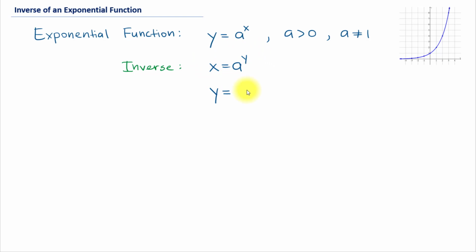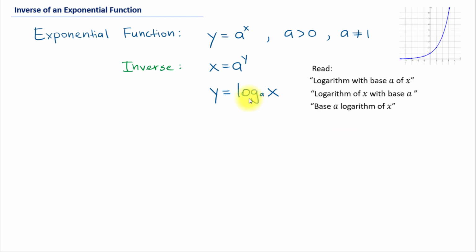That's why we have a special function or notation to express y by itself here. And this is how it's written. It can be read in a few different ways: logarithm with base a of x, logarithm of x with base a, or base a logarithm of x. And the notation is such that we put three letters, log. Number a is written as a subscript. It's smaller and lower than the rest of the symbols. And then we have x.